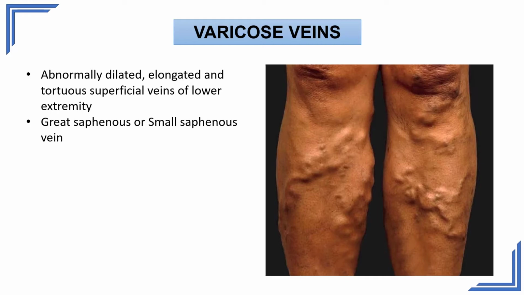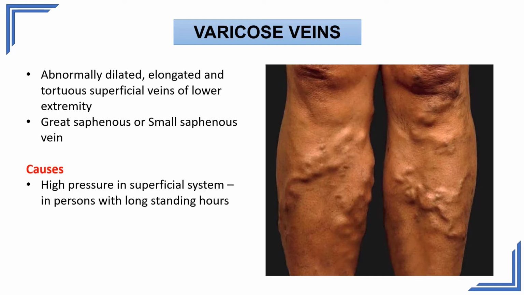What are the causes of varicose veins? One cause is a high pressure in the superficial venous system, which is usually seen in people who stand for long hours. This condition is called as chronic venous hypertension. Because of the pooling and stagnation of blood in the lower extremities due to gravity, this results in chronic venous insufficiency, where the valves and perforators get damaged.